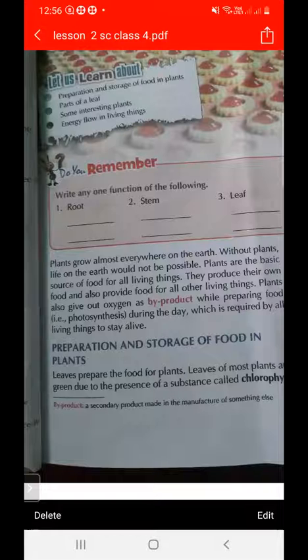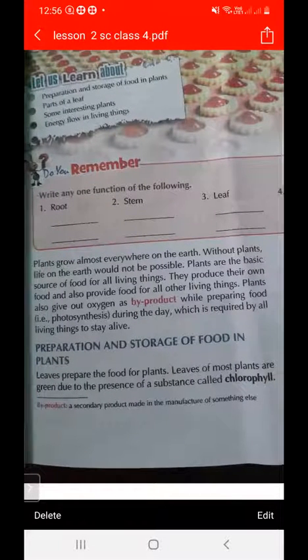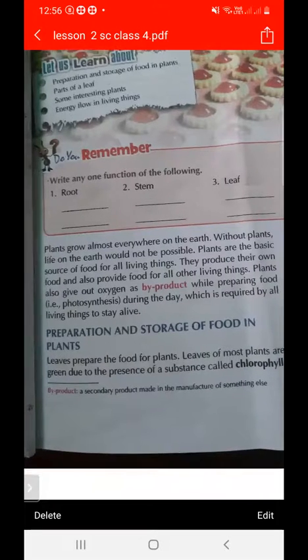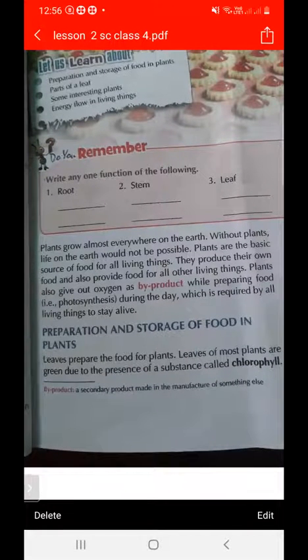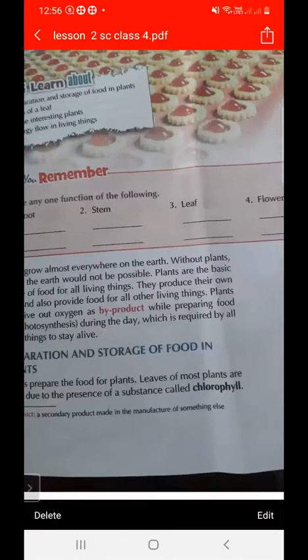The answer is, because plants provide oxygen, which is used by living things to stay alive. So without plants, life on the earth would not be possible. Next, they produce their own food and also provide food for all living beings. Plants also give us oxygen as a byproduct while preparing food.